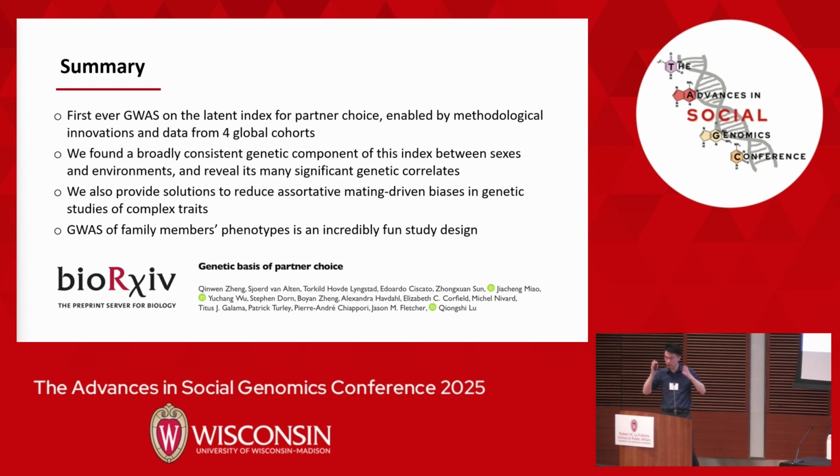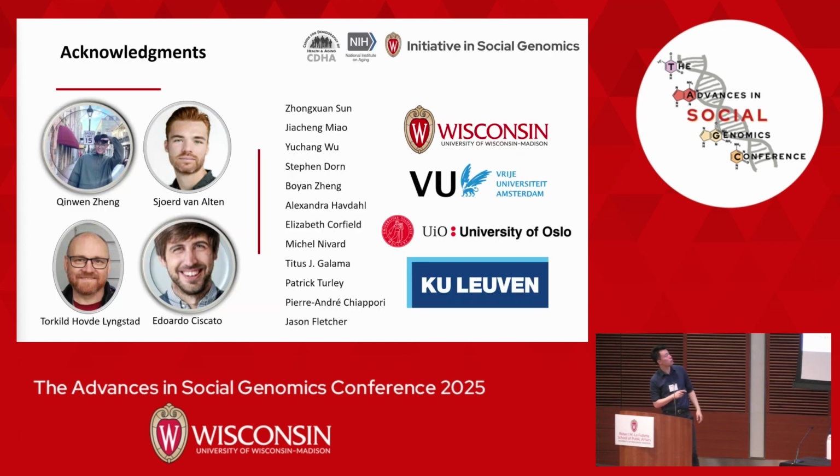And this is the 3rd paper in this series of GWAS of family members' phenotype. I really think GWAS of family members' phenotype is an incredibly fun study design that can give you a lot of interesting results. Like I said in the beginning, this paper is driven by Qingwen, who was an undergraduate student who will also move on to do a biostatistics PhD at UNC Chapel Hill. And this is also made possible by Sjoerd from Netherlands, Tokyo from Norway, and Eduardo, who is from Italy but works in Belgium, and a lot of people. I'll stop here. Thank you very much.